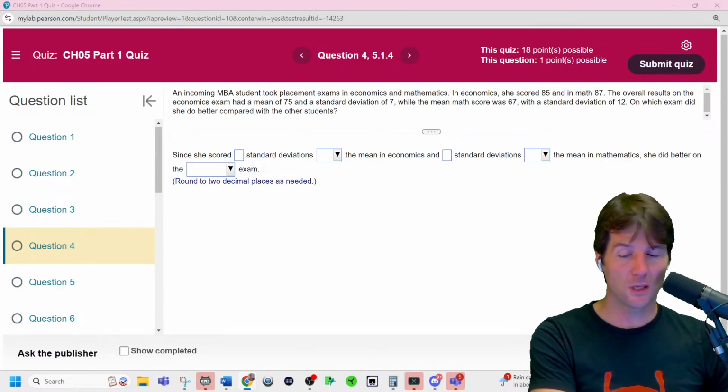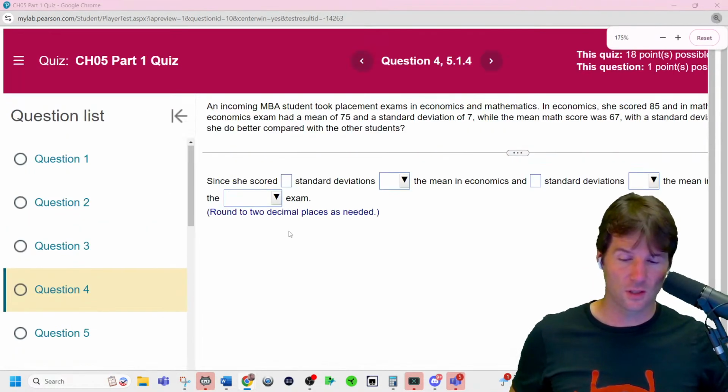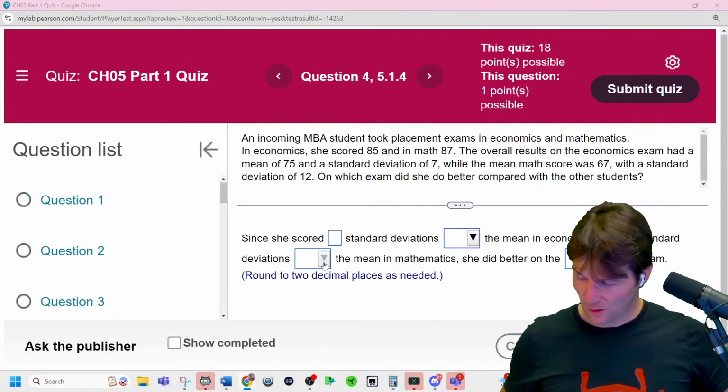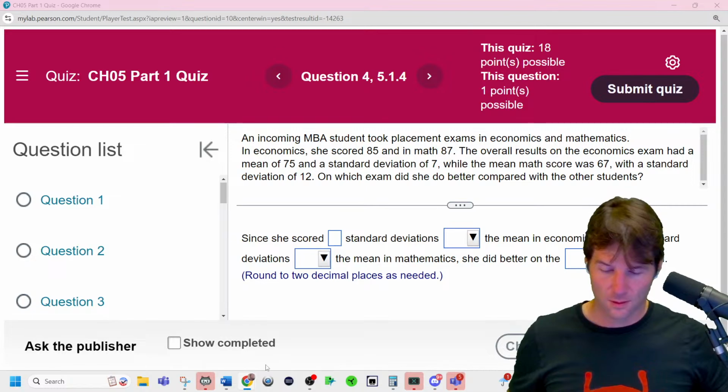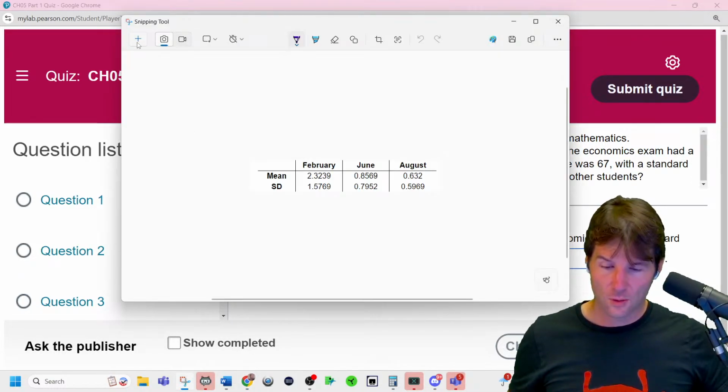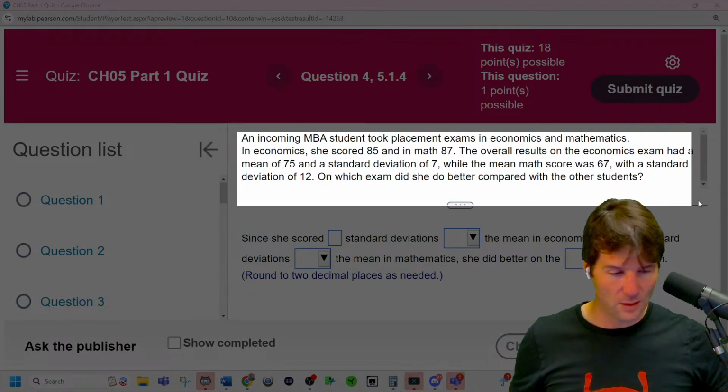Now we're going to figure out which tests they did better on by turning these into z-scores. Now, this all boils down to, Leo knows it, notation, brother. Notation. So we need to make a table like we did for that question.